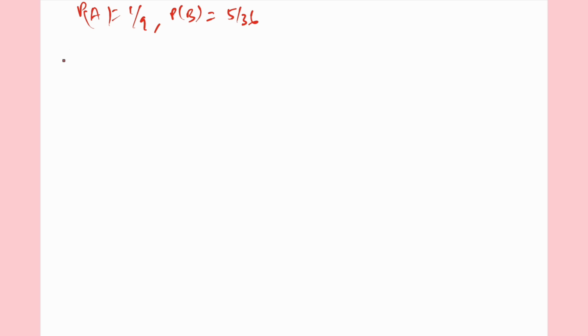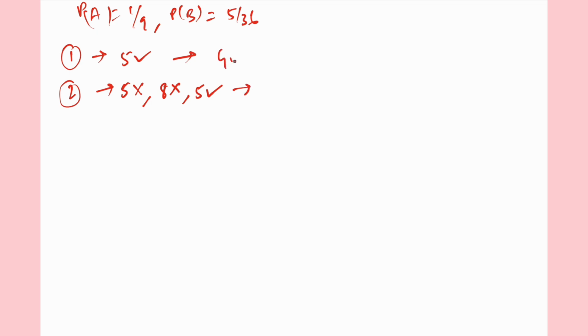Now what are the cases? Let's suppose A throws first and he gets a sum of 5 in the very first turn. In case 1, A gets 5, so he wins, the game gets over. Now what is the second case? A throws, he doesn't get 5, then B throws, he does not get an 8, and again A throws and he gets a 5. Again the game is over.